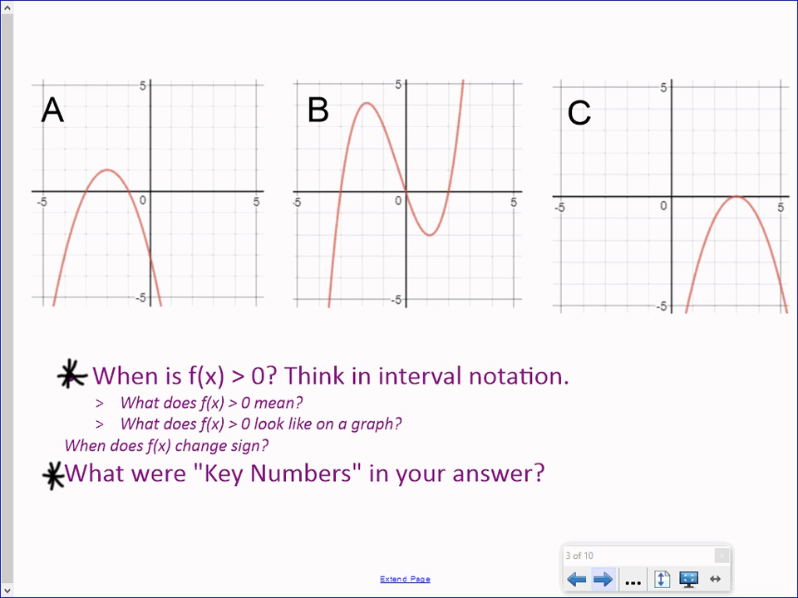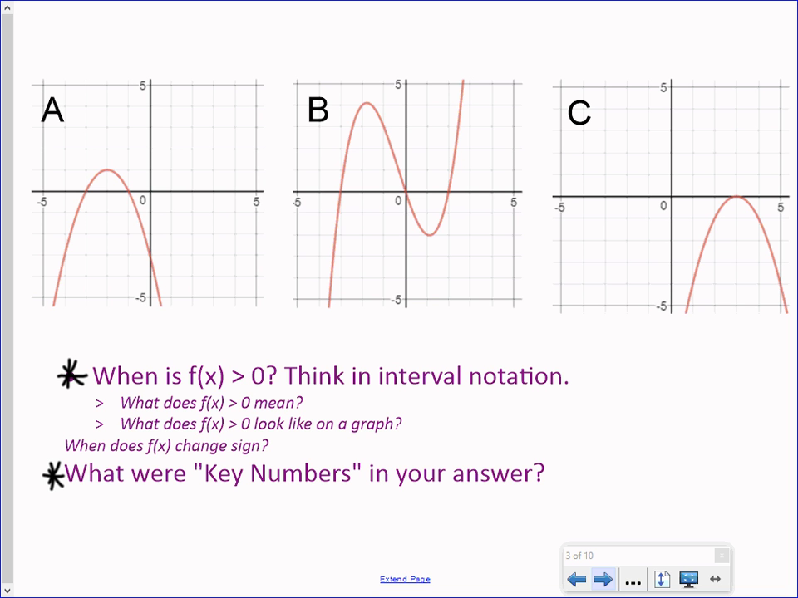Now, to help you with those things, there are a few extra questions you should talk about with your group. I think the number one thing you have to do right away is decide, what does f of x greater than 0 even mean? So what does that mean to you, and what does it look like on a graph, because you have pictures of graphs. So you need to be able to point out when f of x is greater than 0. And then also to answer the second question, think about when does f of x change its sign from positive to negative or vice versa. Okay, so that'll help you pick out your key numbers.